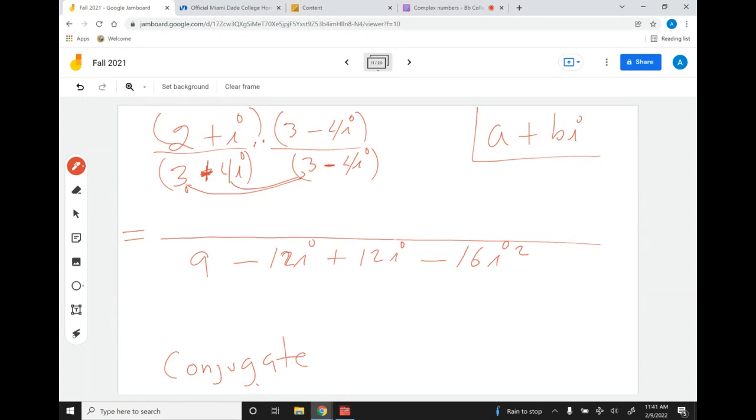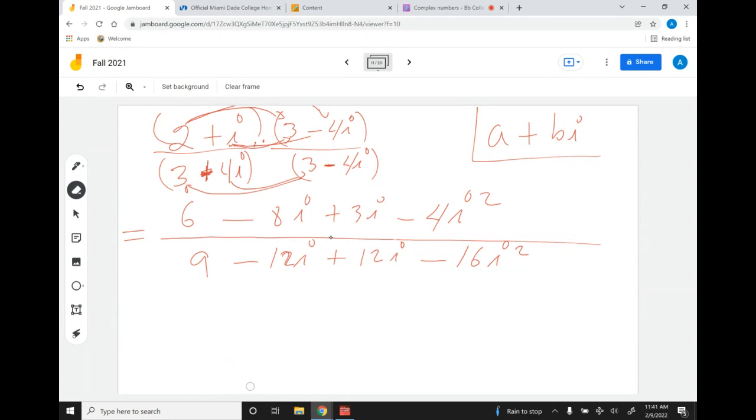But before I do that, I want to multiply now the numerator. 3 times 2 is 6. 2 times negative 4i is negative 8i. i times 3 is 3i. i times negative 4i is negative 4i squared. So now we're going to simplify this as much as we can.